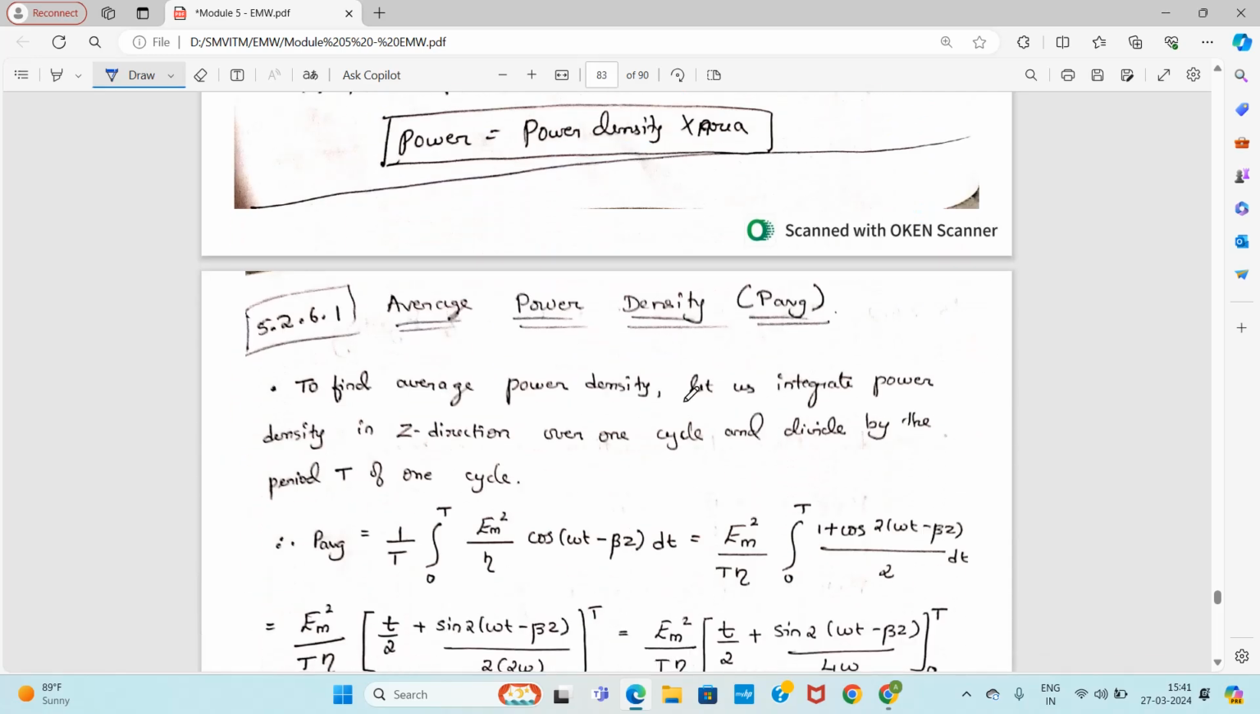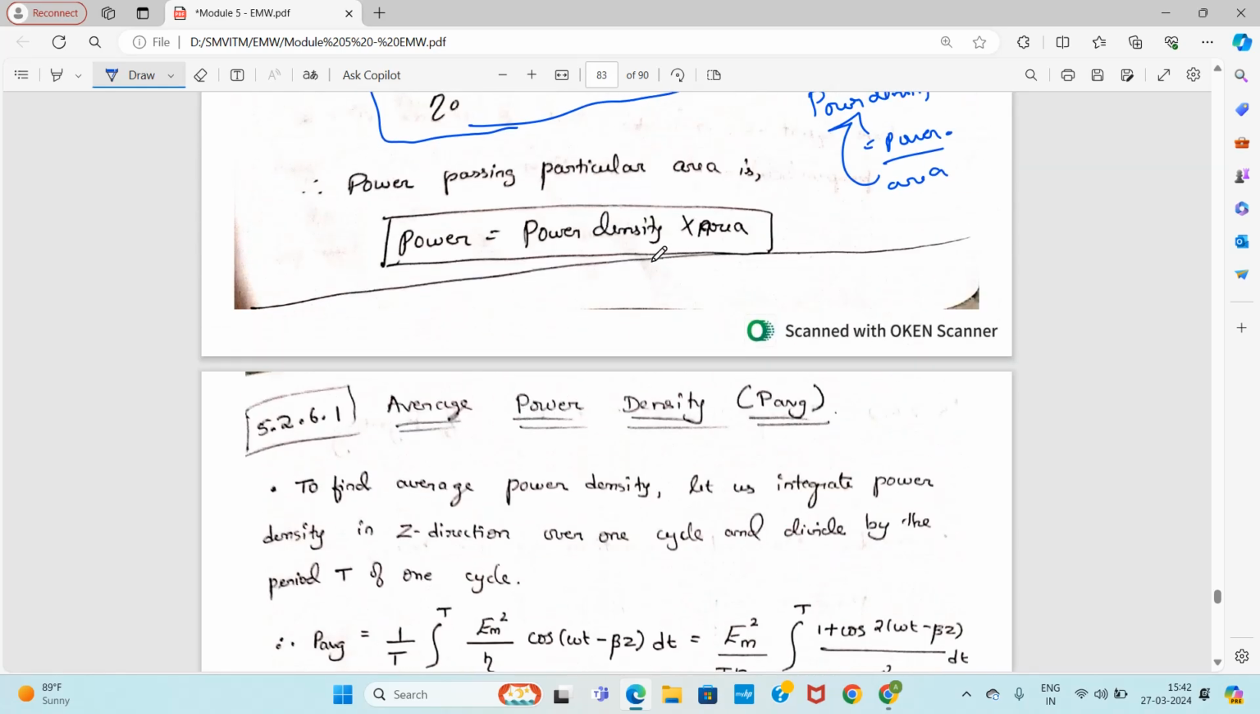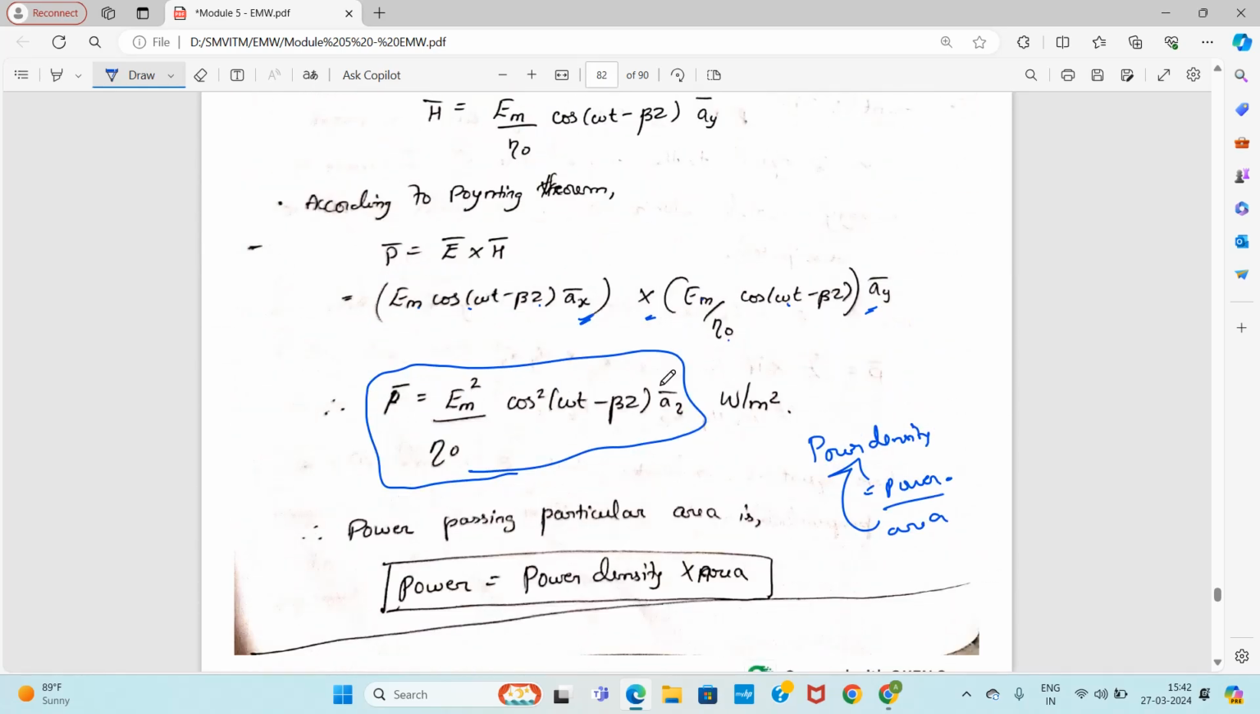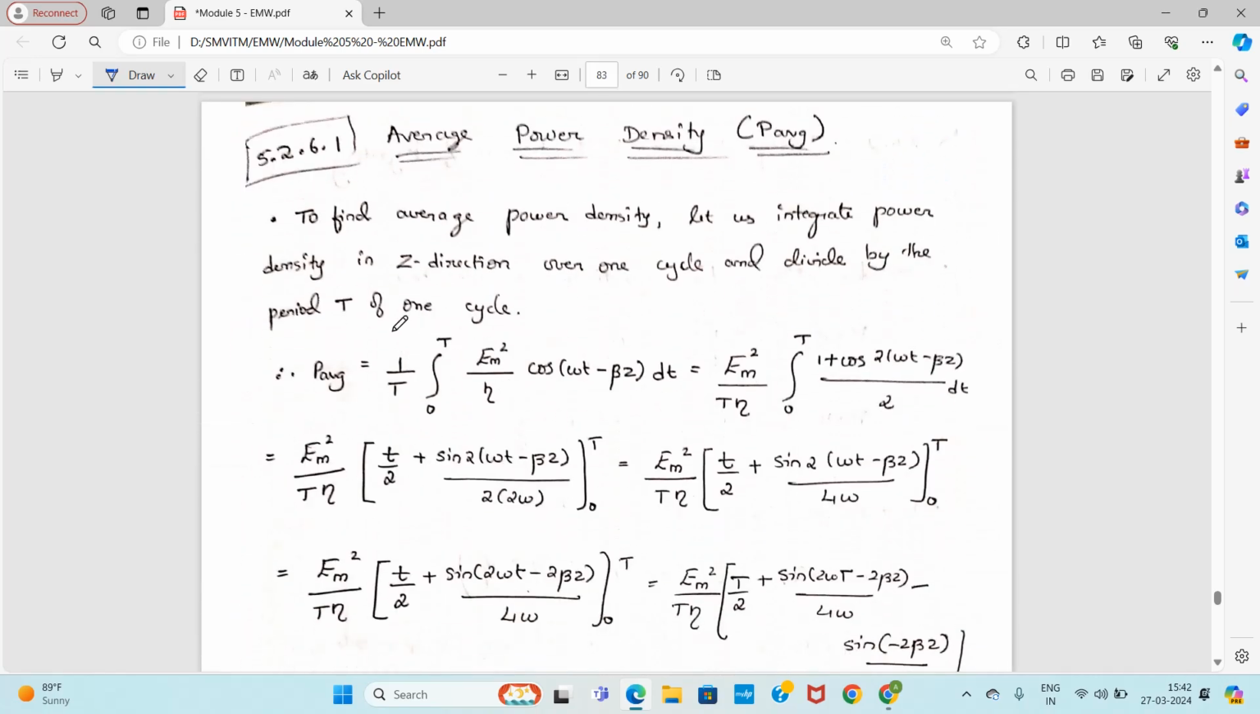Okay, one more thing you have to know here is finding out average power density. So for average power density, what you have done is the power density equation. If you want the average from this, you have to take the average of this equation, that is, integrated over one cycle and divided by the period. That's what is done here. So for one cycle, I have to integrate it from 0 to T and divide by the time period.